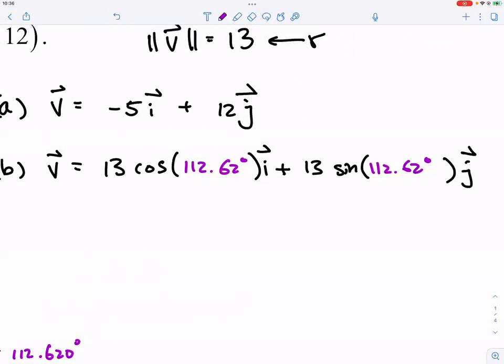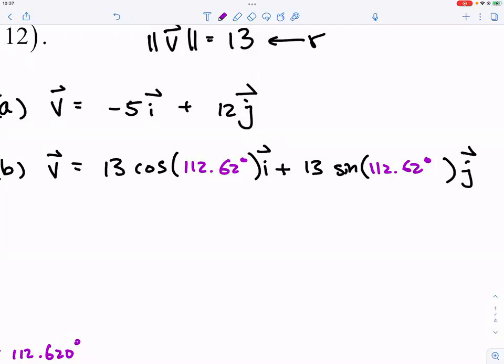All right, so now what I want to elaborate here is this. I don't want you to just follow procedures. I want you to have a little deeper mental understanding of what's going on here. These are just different ways of expressing the same thing. So this is -5. I want you to know that 13 times cosine of 112.62 degrees is the same thing as -5.